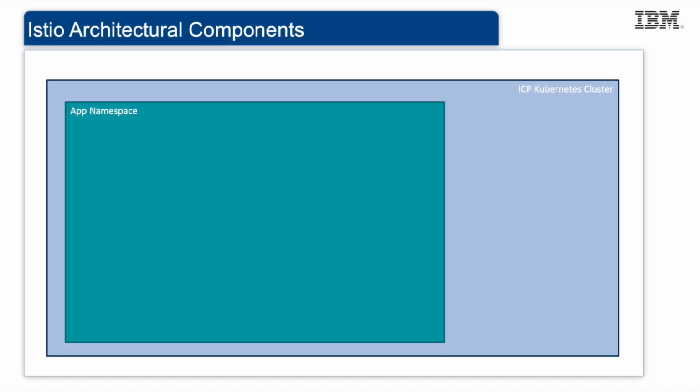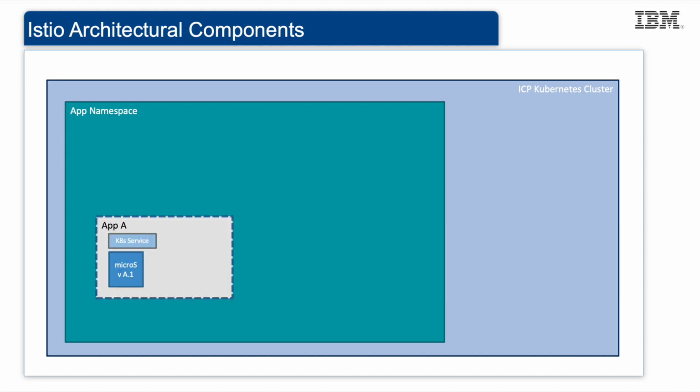Before we jump into the scenarios, let's have a look at understanding the Istio architectural components and resources that we've used for this demonstration. First of all, we are running on an IBM Cloud private Kubernetes cluster, and we are deploying our applications into a specific application namespace. In that namespace, I have an application A, which runs a microservice, in this case just a single container, which is exposed through a Kubernetes service.